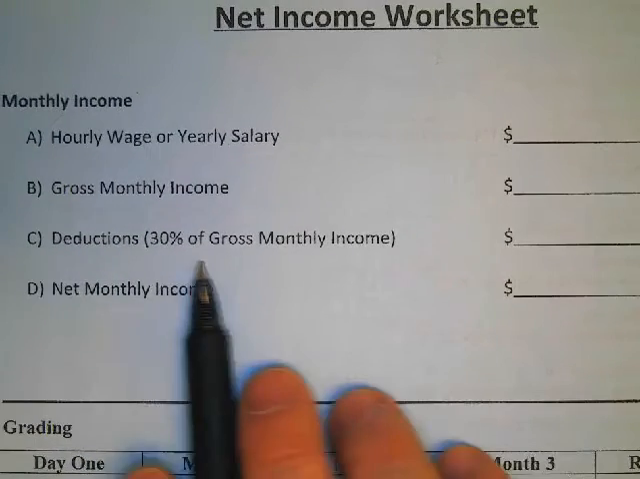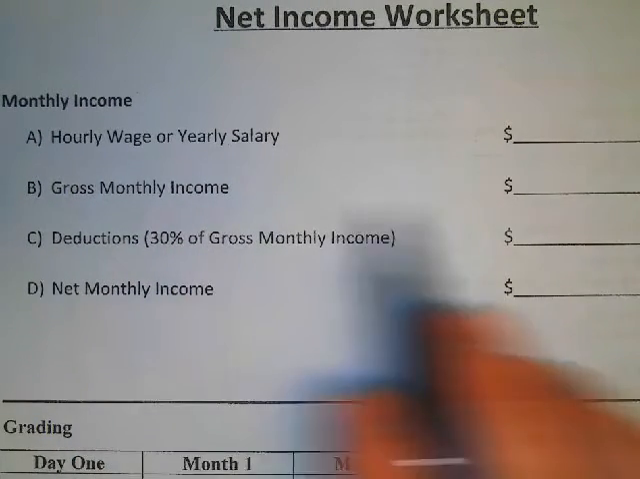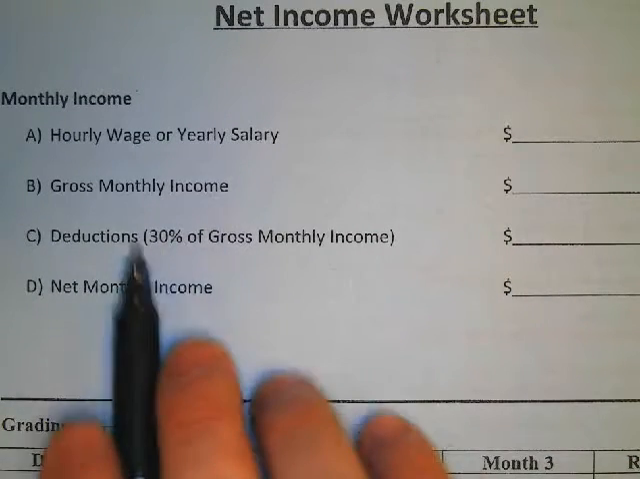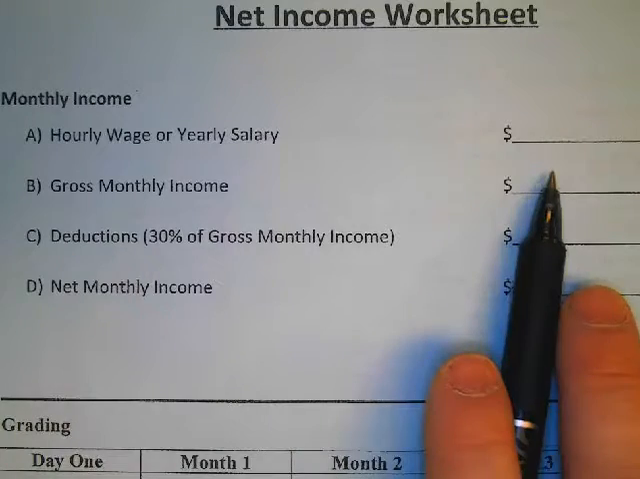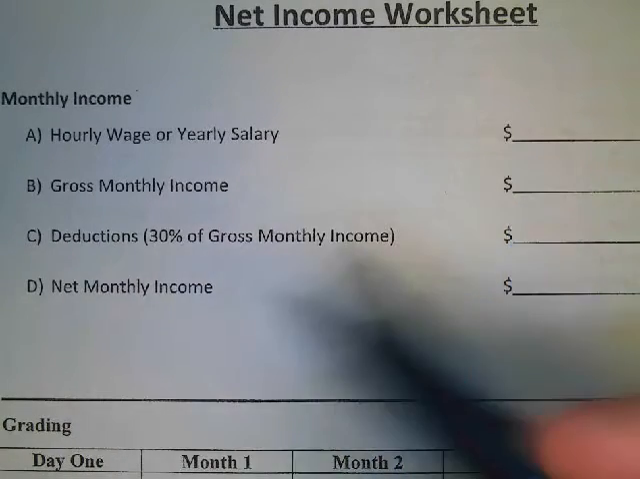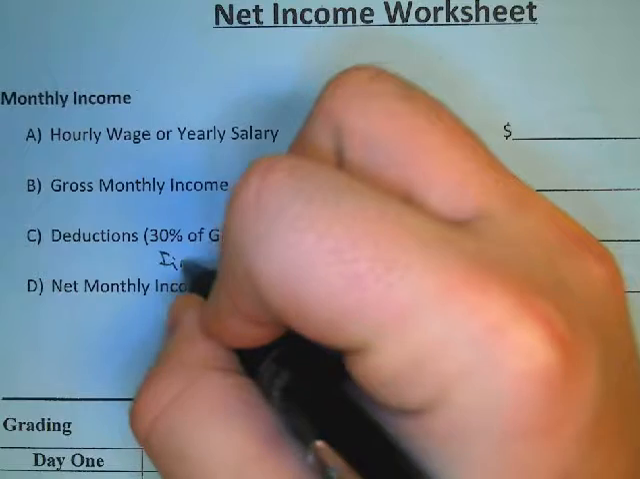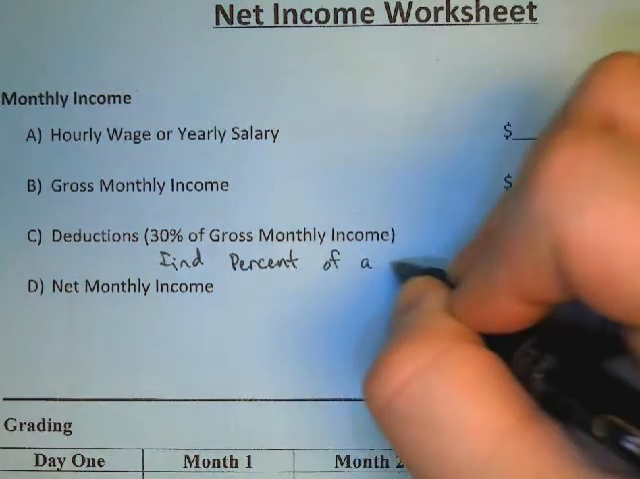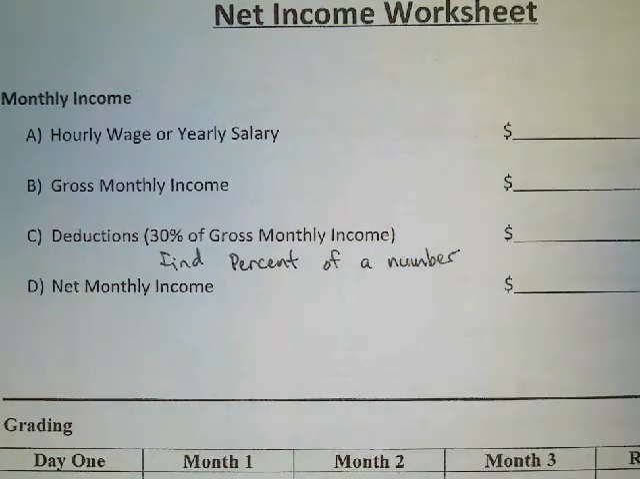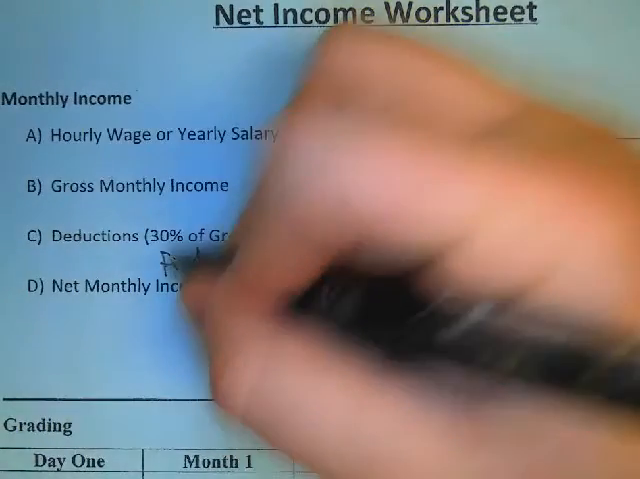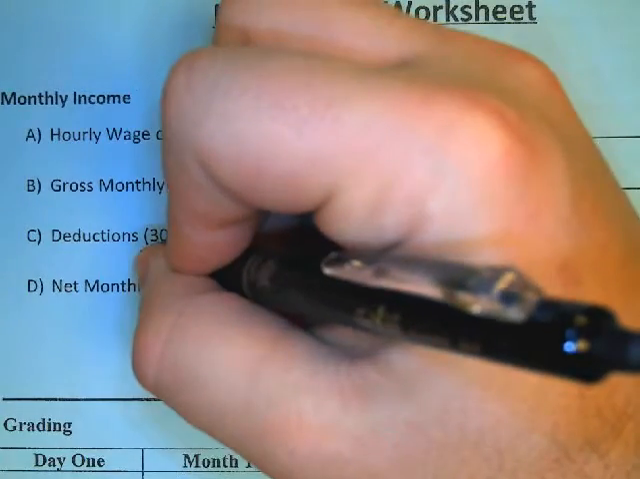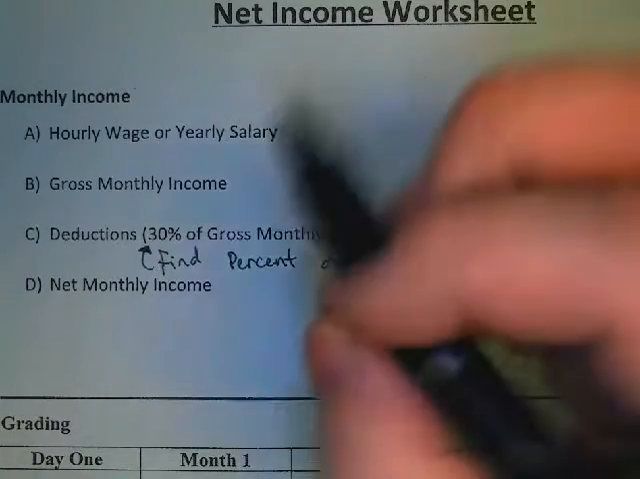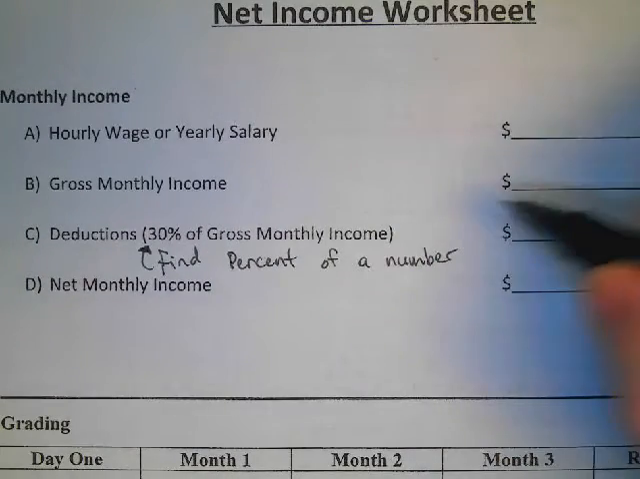Now the deductions is 30% of your gross monthly income. So this is kind of what we went over yesterday, is how am I going to find 30% of my gross monthly income? We're finding the percent of a number. So that's what we're doing right here. We're finding the percent of a number. So remember that we can use our notes, 2.1 in our notes, to figure that out.